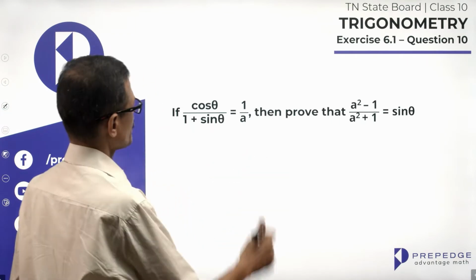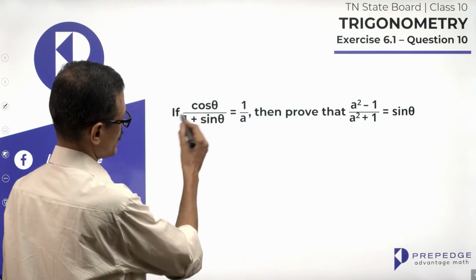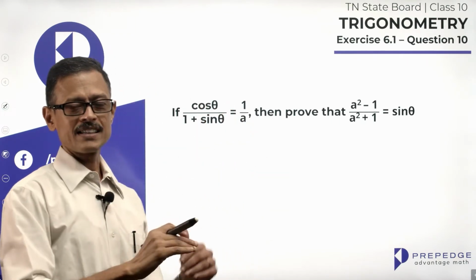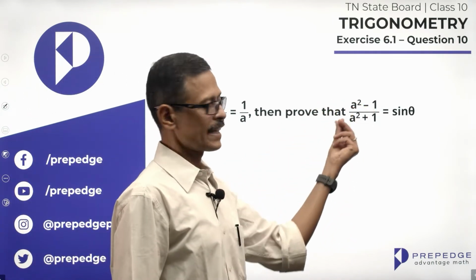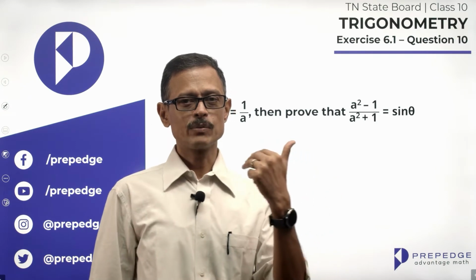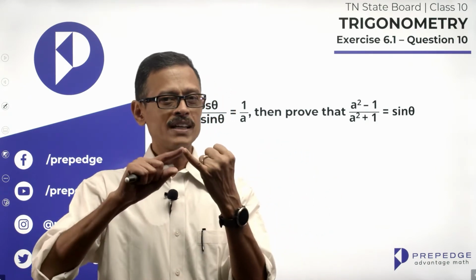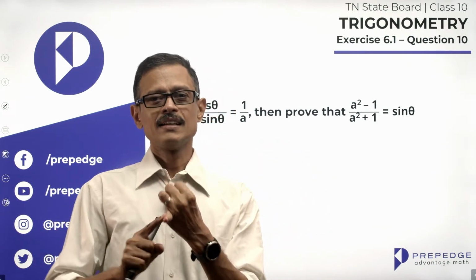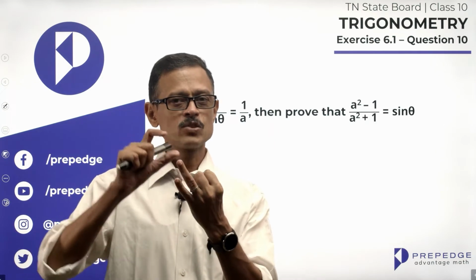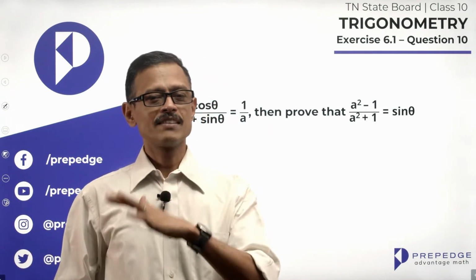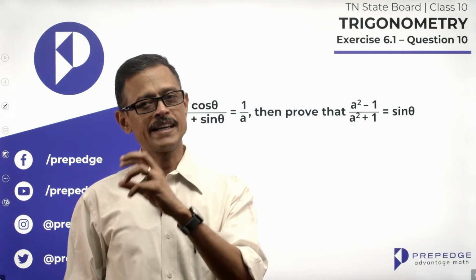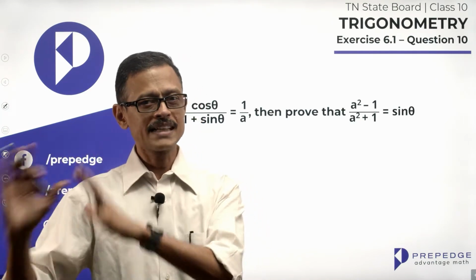right? First step இங்கே வந்து cos theta by 1 plus sin theta is equal to 1 by a அப்படின்னு இருக்காங்க. ஸோ இதில் வந்து a கண்டுபிடிச்சலாம். This is very simple. What we need to prove is a square minus 1 by a square plus 1 is equal to sin theta. So step 1 la we'll compute a square. Step 2 la we'll compute a square minus 1, a square plus 1 தனித்தனியாக கண்டுபிடிச்சிக்கலாம். Step 3 la we'll find out a square minus 1 by a square plus 1 is equal to sin theta anu prove பண்ணலாம்.